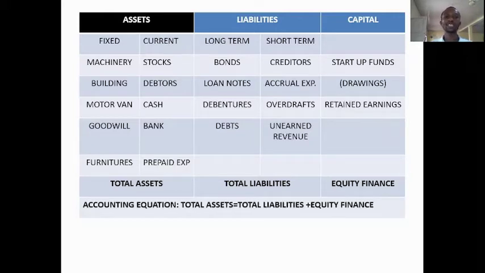Now, for current assets, we have stock, we have debtors, what they call receivables, we have cash, we have bank, we have prepaid expenses, and all of that. Now, let me quickly explain this stock for you. Stock is divided into three forms. We have the raw materials, we have work in progress, and we have finished goods. So any of these stock that are in this form, as at the date that the books are prepared, are summed up together to form this stock.